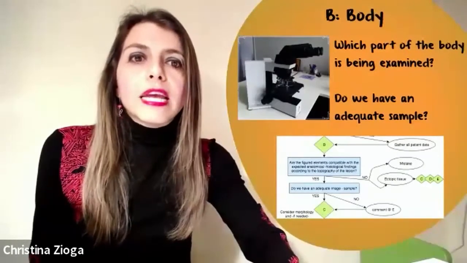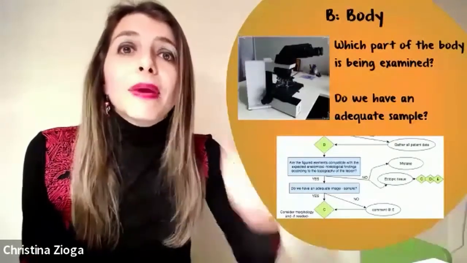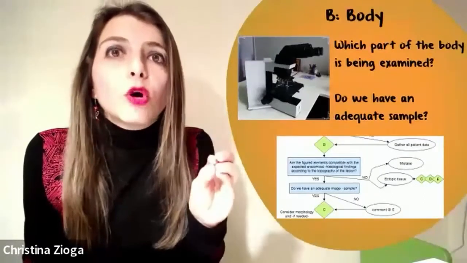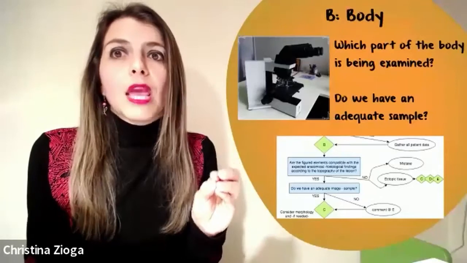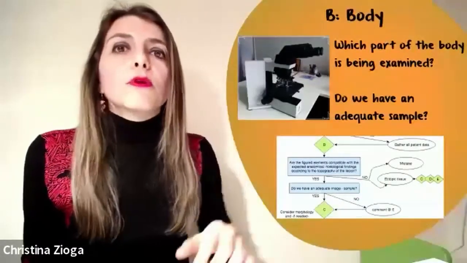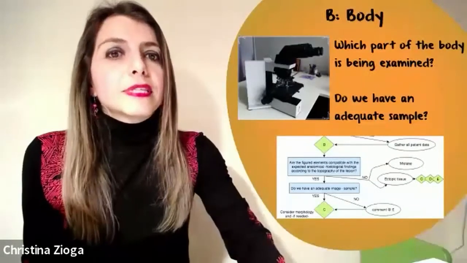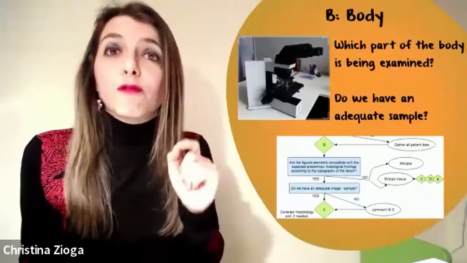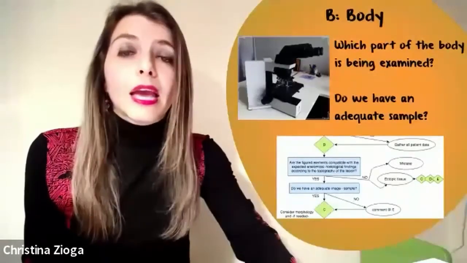According to the topography of the lesion, keep in mind at this stage that you might have an ectopic tissue, okay? In case the sample isn't adequate, you proceed with the next step, C, but we remember to make a comment about adequacy in step E.